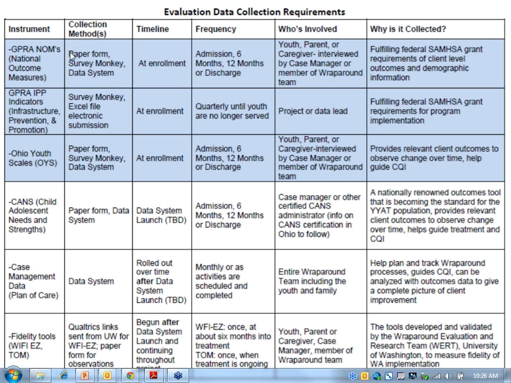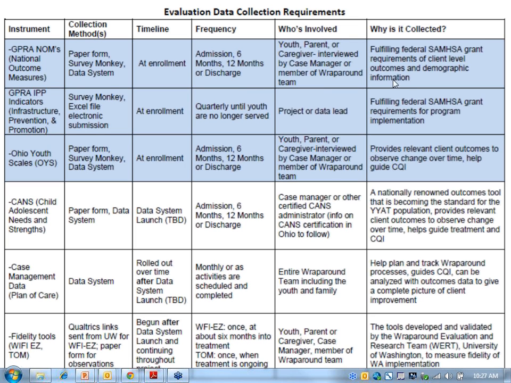Our method of collecting these is, for the time being, paper form and SurveyMonkey. Once we get the data system up and rolling, everything will be automated and we'll no longer be accepting the SurveyMonkey and paper form surveys. But for the first couple months until the data system is up and running, this is the way things go. The timeline is that each of these will be collected at enrollment. Then they'll also be collected every 6 months, and then either at 12 months or discharge of the client. And I think you've all seen that the payment is also tied to the 6-month and discharge data submission, so that shouldn't be a surprise to you guys.